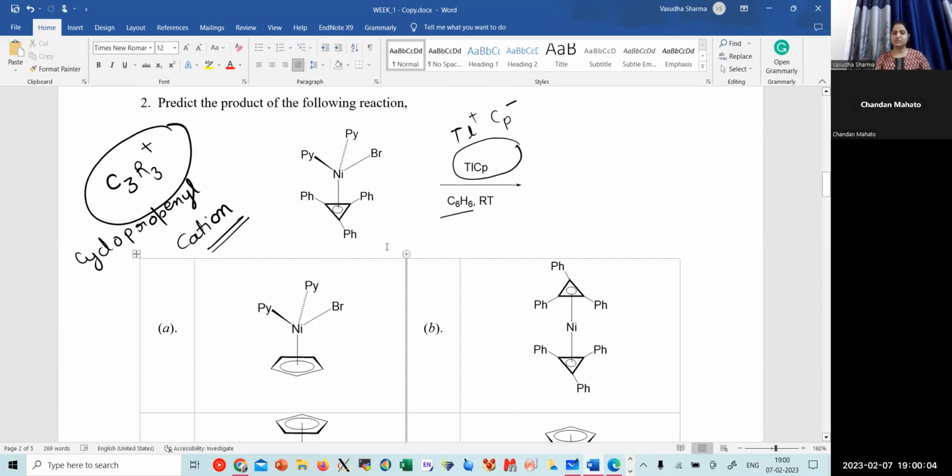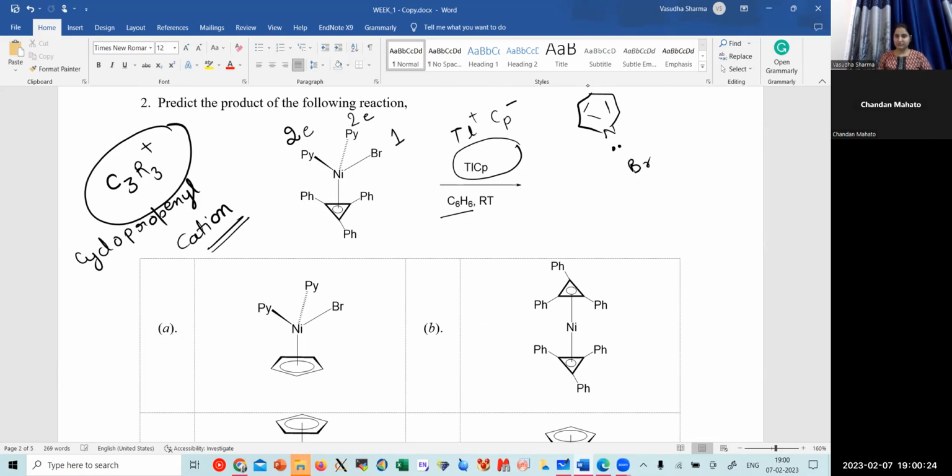But here, the approach is to calculate the number of valence electrons. So pyridine will give you 2 electrons. It's a neutral system. The structure of pyridine is this, where the 2 electrons are there. It's a neutral moiety, so it will give 2 electrons. Similarly, bromide will give you 1 electron. It's Br minus, so 1 electron. The whole cyclopropenyl species will give you 3 electrons, and nickel would be having 10 electrons. Now, if we calculate 2 plus 2 plus 1, that is 5. 5 plus 3, it's 8, and 8 plus 10, it's 18 electrons.